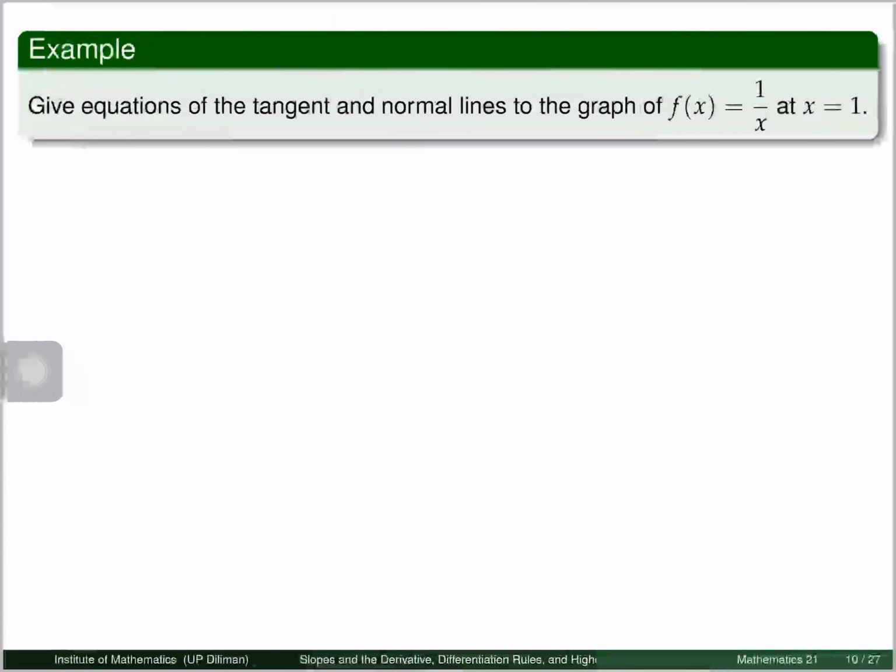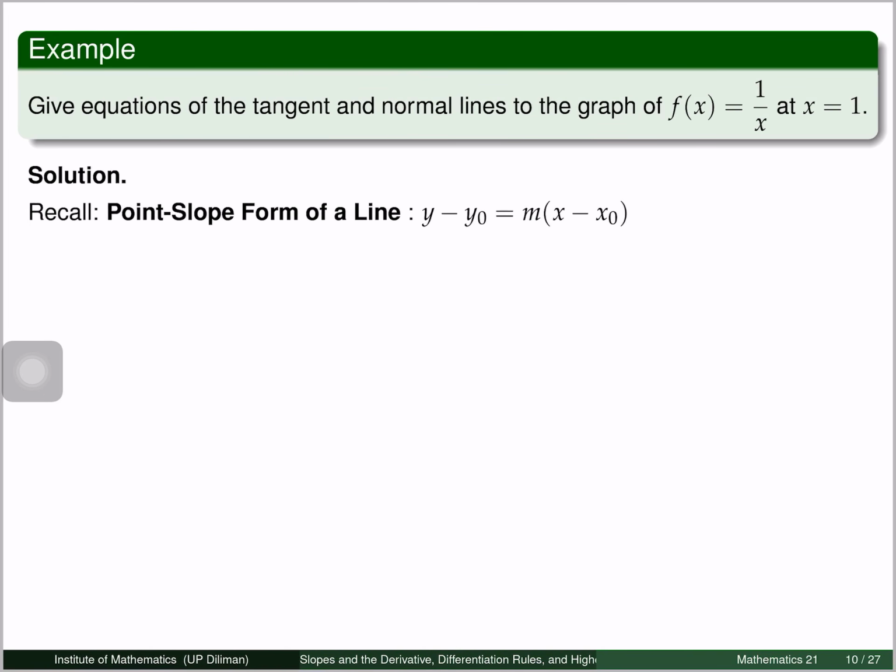So as an exercise, let's give the equations of the tangent and normal lines to the graph of f of x equal to 1 over x at x equal to 1. So again, to answer these types of questions, or yung equation ng line, you need the point and the slope. So you need to recall your point slope form. y minus y naught equal to m times x minus x naught.